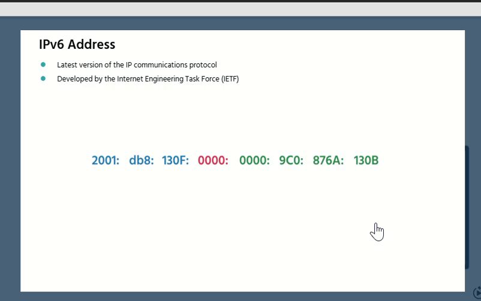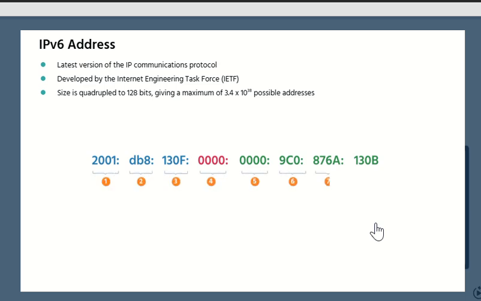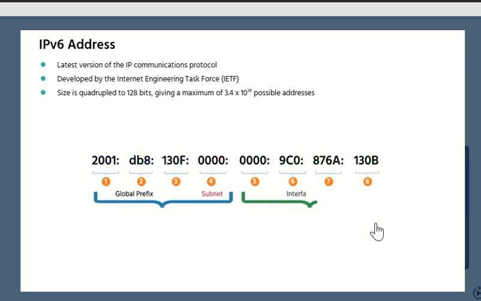The size is quadrupled to 128 bits, giving a maximum of 3.4 times 10 raised to the power of 38 possible addresses. These addresses are represented as 8 groups of 16-bit hexadecimal numbers, separated by colons. Half of the IP version 6 address is used for the interface ID on a device. This interface ID can be adapted from the media access control address of the host, or set through other means such as Dynamic Host Configuration Protocol.